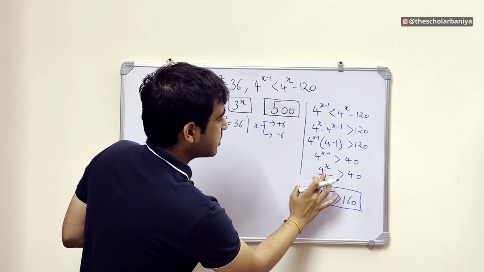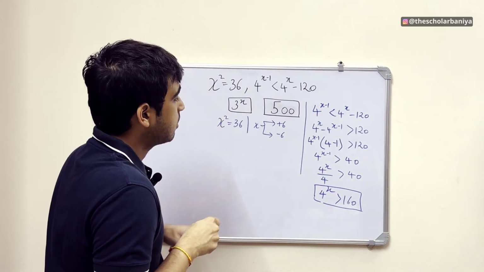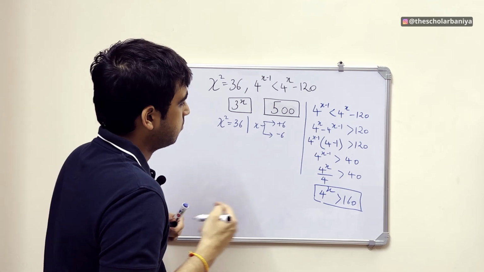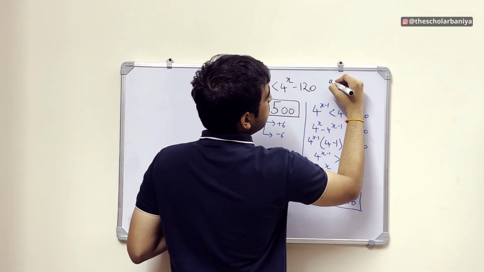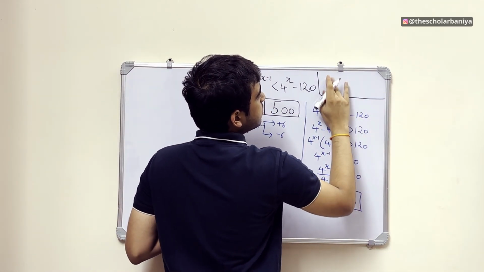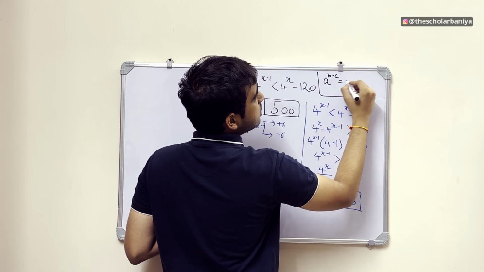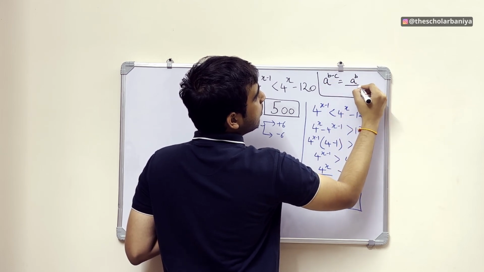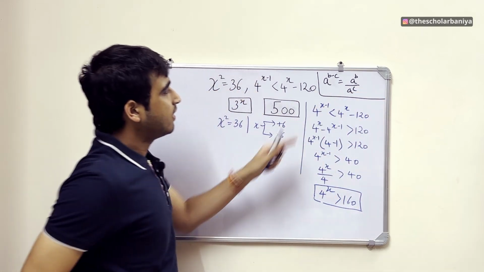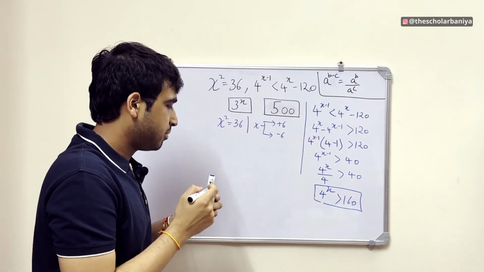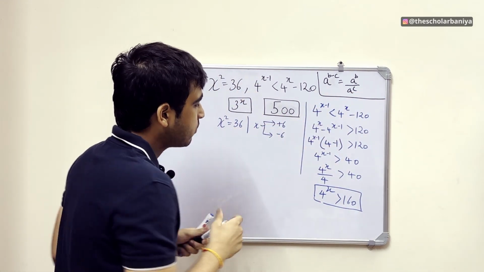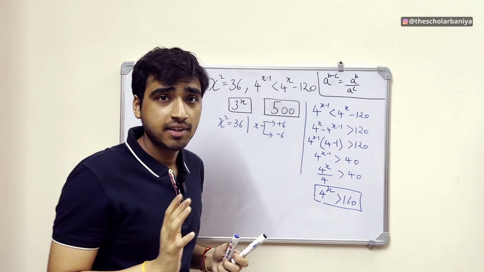I hope you know that a to the power b minus c is equal to a to the power b upon a to the power c. I hope this is clear. There should not be any problem in this. Anyways, so we have got 4 to the power x is greater than 160.